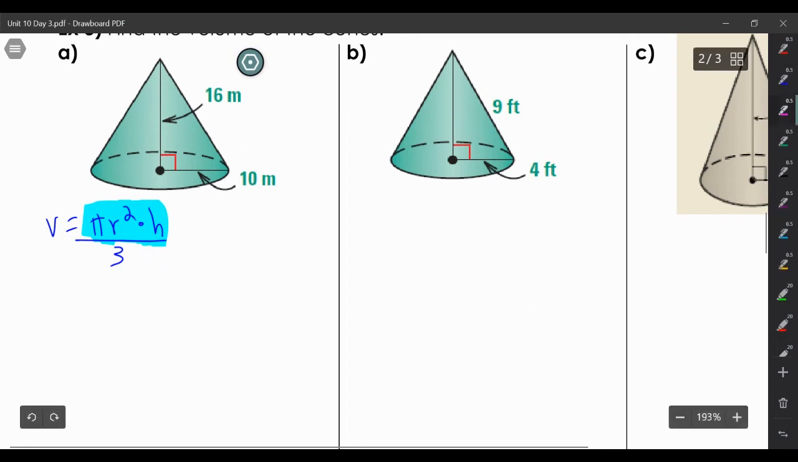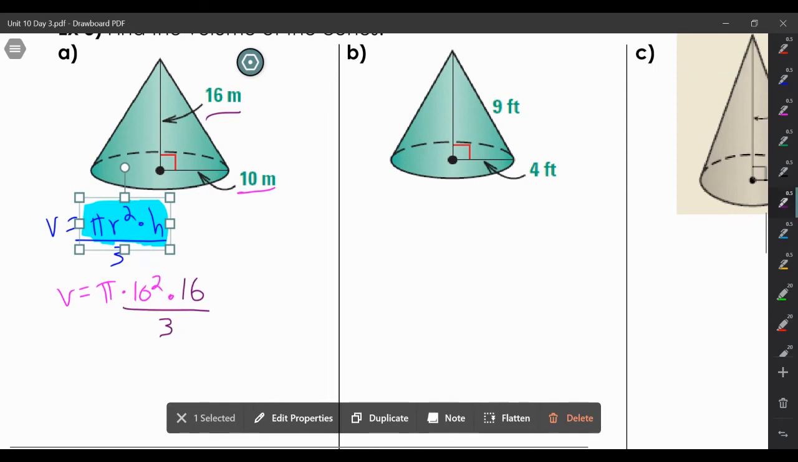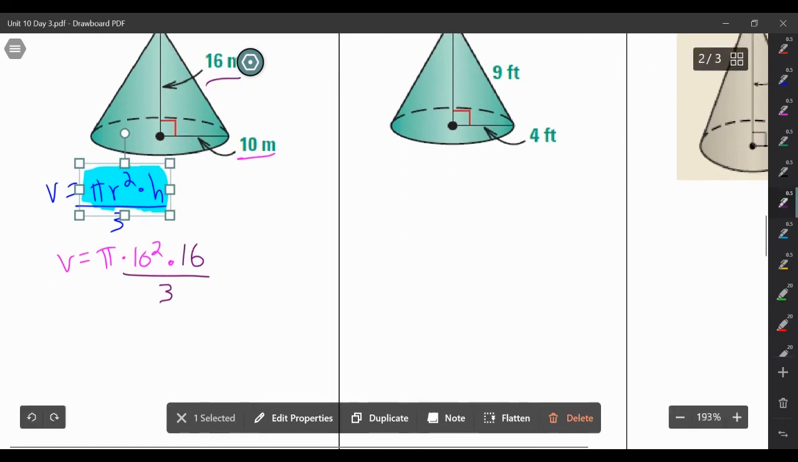We know the radius here is 10. We know the height is 16. Divide that by 3. We type that into the calculator. And when I type that in, I get 1,675.52 cubic meters.